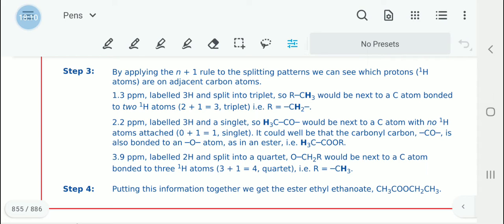So at 3.9 ppm we label it as 2H and it is split into a quartet because it would be next to a carbon atom bonded to 3 hydrogen atoms, that is CH3. So we put this entire set of information together to get ethyl ethanoate, CH3COOCH2CH3. I hope that makes sense. It is a little complicated. If you did not understand, please read through this, and let me know. I will explain it a little further.